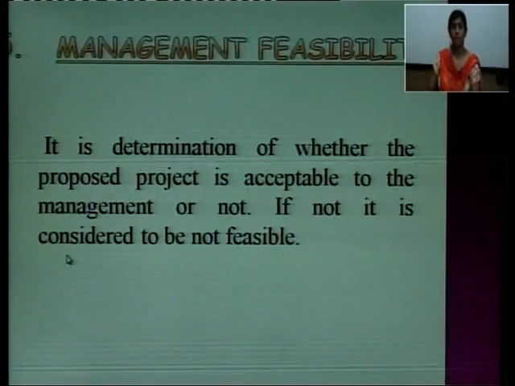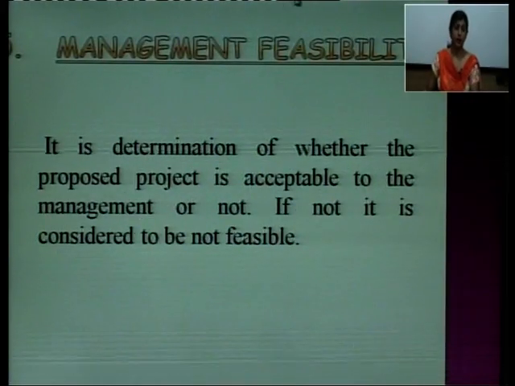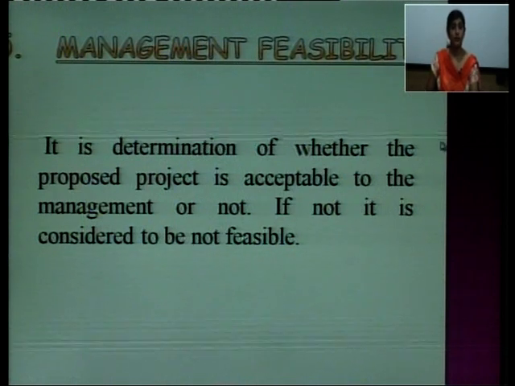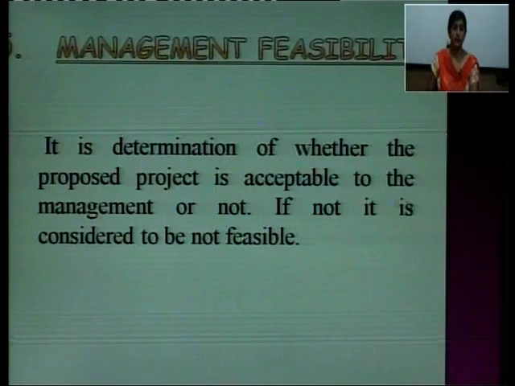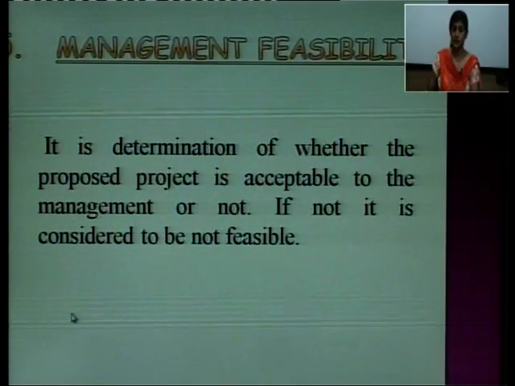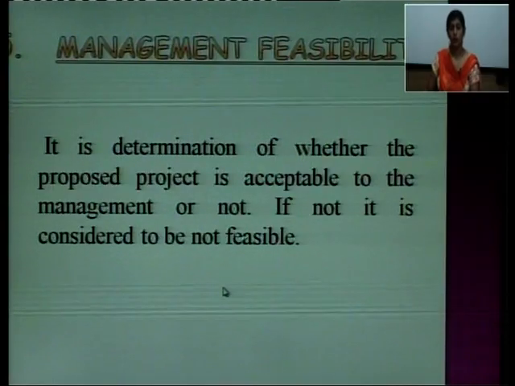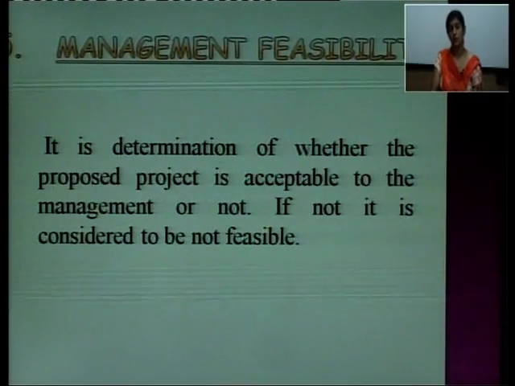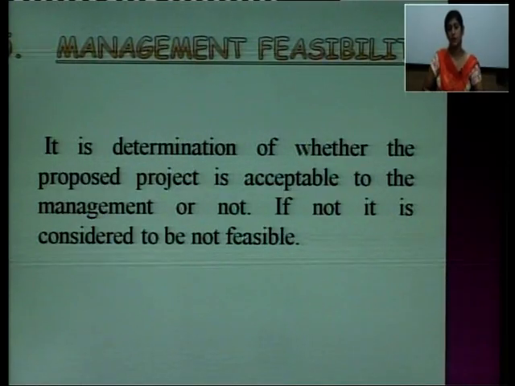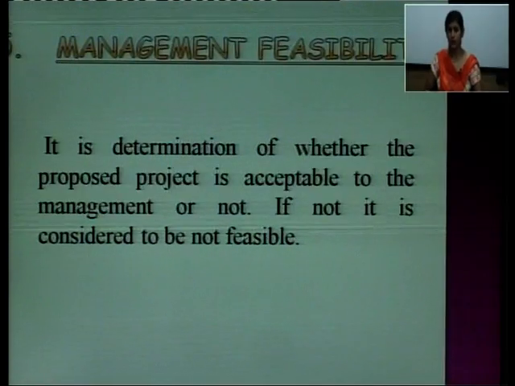Now next, management feasibility. As the name again is implying, it is determination of whether the proposed project is acceptable to the management or not. If not, it is considered to be not feasible. We usually say project is feasible, product is feasible, it is not feasible. Feasible means whenever any project is fulfilling all the requirements of the users or the management or any organization that you are developing.